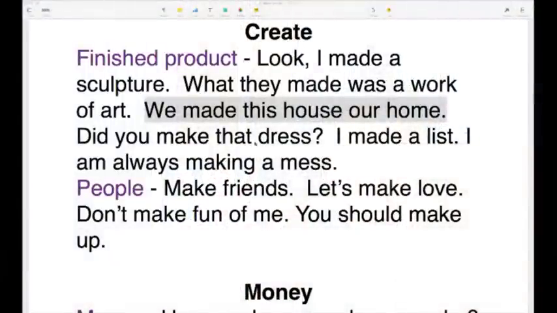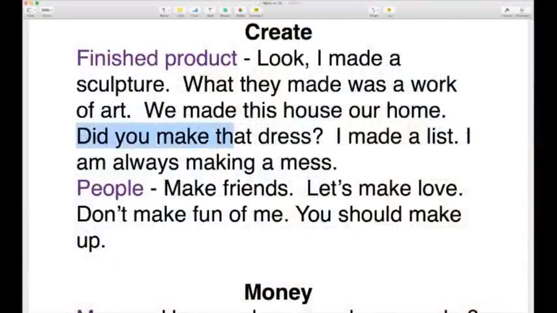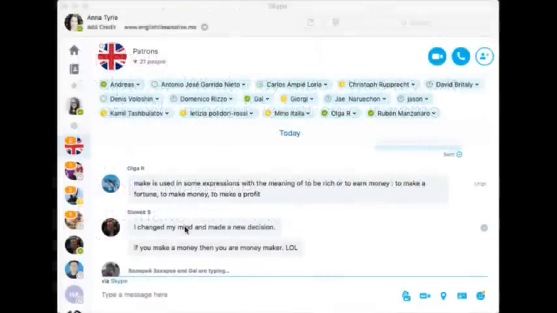Okay. I don't know if any of this helps you guys. I hope it does. Did you make that dress? You say, no, I didn't make it. I just bought it. Oh, okay. I made a list. I made a list of all my fabulous patrons. And what are they saying over here? I changed my mind and made a new decision.